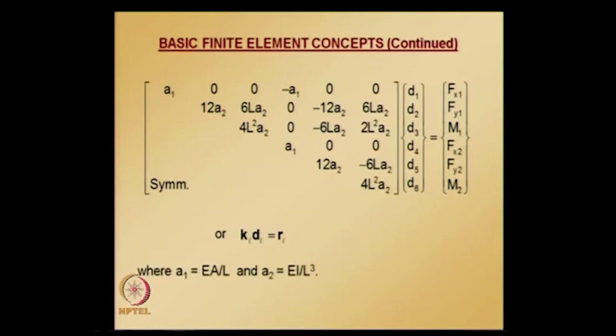Where A1 only upper triangular stiffness matrix is shown, lower triangular components can easily be found because of the symmetry of the stiffness matrix. And please note that in this equation system, A1 is nothing but EA over L, which is coming from axial deformation effects, and A2 is EI over L cube, that is coming from bending effects.